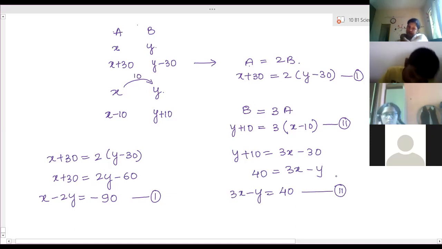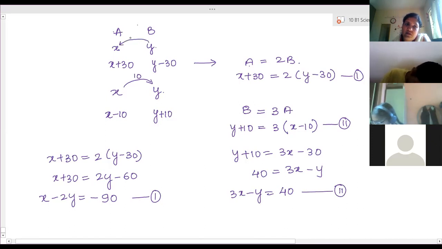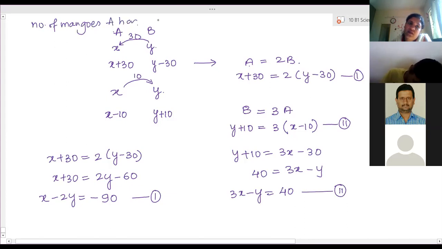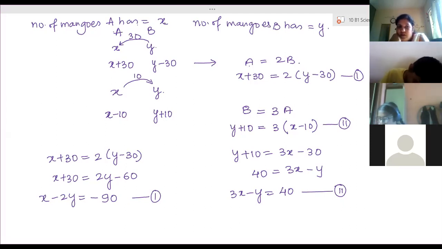Ma'am, in the exam also, do we have to write a, b, x, y? Yes, it is better to, you have to understand by yourself. You have to write the number of mangoes. Initially, you have to write at the top: number of mangoes A has is equal to x, and number of mangoes B has is equal to y. And after that, everything the same way you can write.